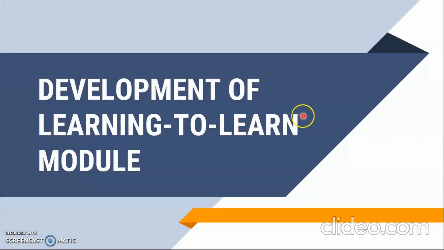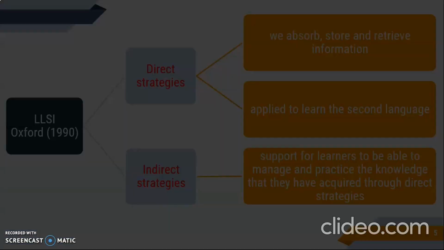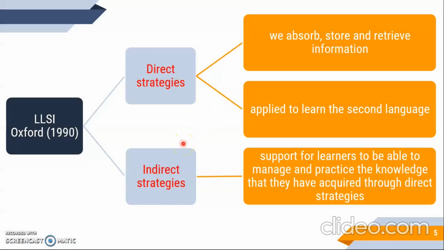In order to develop our learning to learn module, we have decided to choose the language learning strategy model by Oxford 1990. As we all know, every learning process requires a manner or a strategy that needs to be adapted in order to achieve the main purpose of learning. One of the important things in the process of learning are what to use for learning and how to use it. Oxford 1990 divides language learning strategies into two main classes, which are direct strategies and indirect strategies.